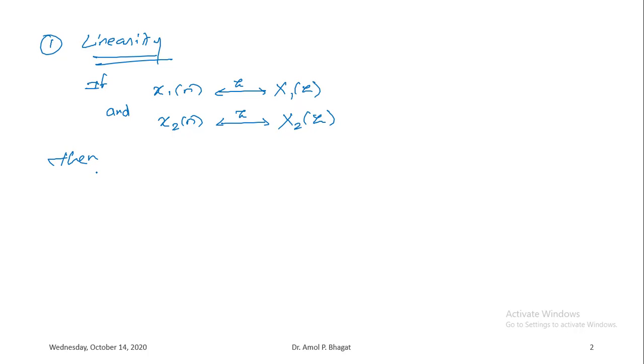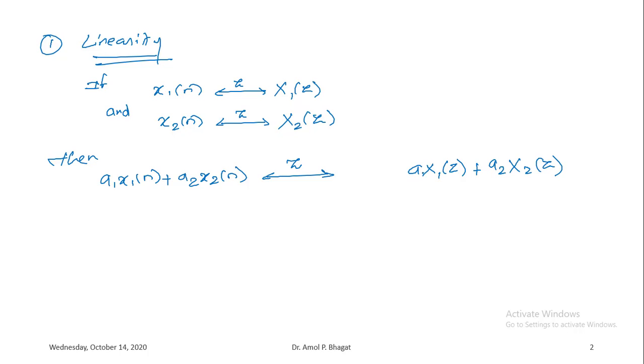the Z transform of a linear combination of these two signals, if I represent the linear combination as a1 x1 of n plus a2 x2 of n, where x1 of n has been multiplied with the constant a1 and x2 of n is multiplied with the constant a2, will be a1 X1 of z plus a2 X2 of z. So this will be its Z transform.